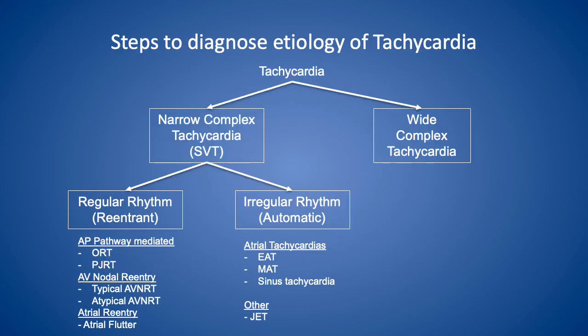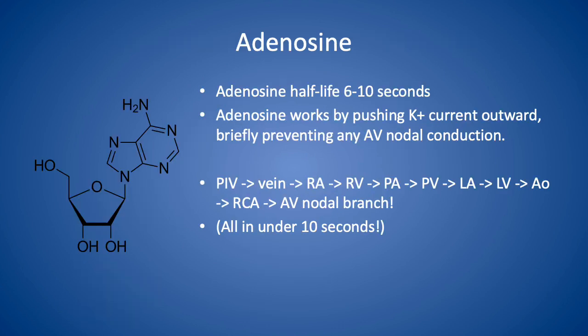So hopefully now we've gotten our broader differential for both reentrant tachycardias and automatic tachycardias. And we talked about adenosine for the treatment of some of these SVTs, but a little bit more in detail. Adenosine has a half-life of about 6 to 10 seconds. It works by pushing the potassium current outward. So this prevents conduction through that AV node briefly for that period of time.